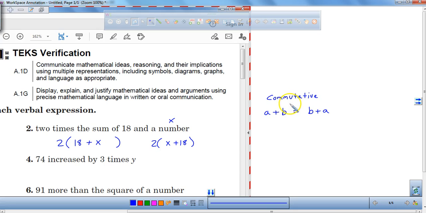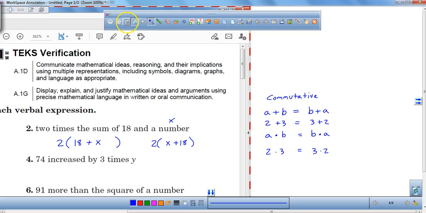The commutative property works with addition and multiplication. So I could say A times B equals B times A. So think of it this way. Ready? 2 times 3 equals 3 times 2. Just like 2 plus 3, which is 5, equals 3 plus 2. So that's basically how easy it is.